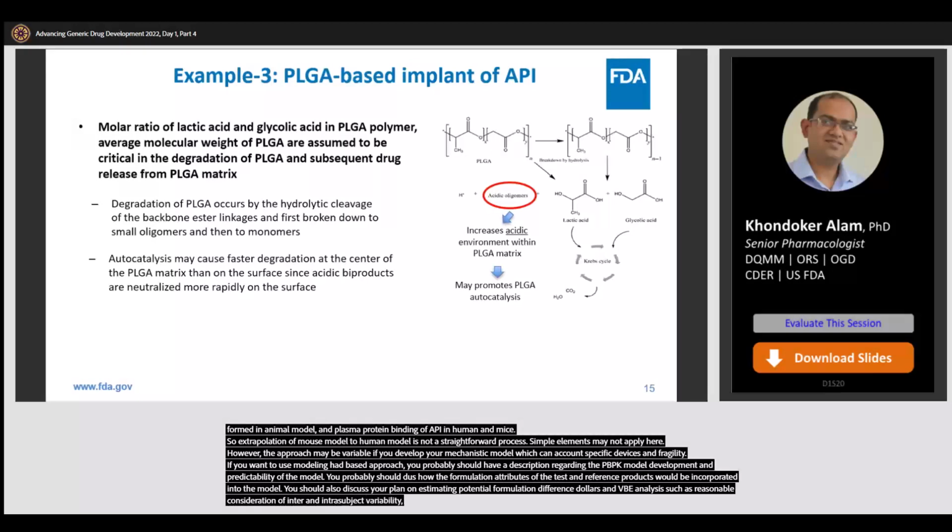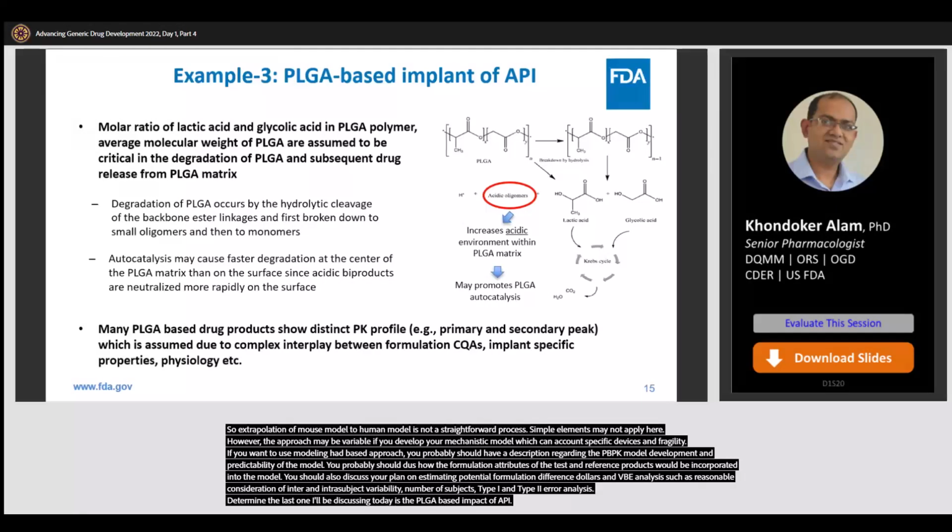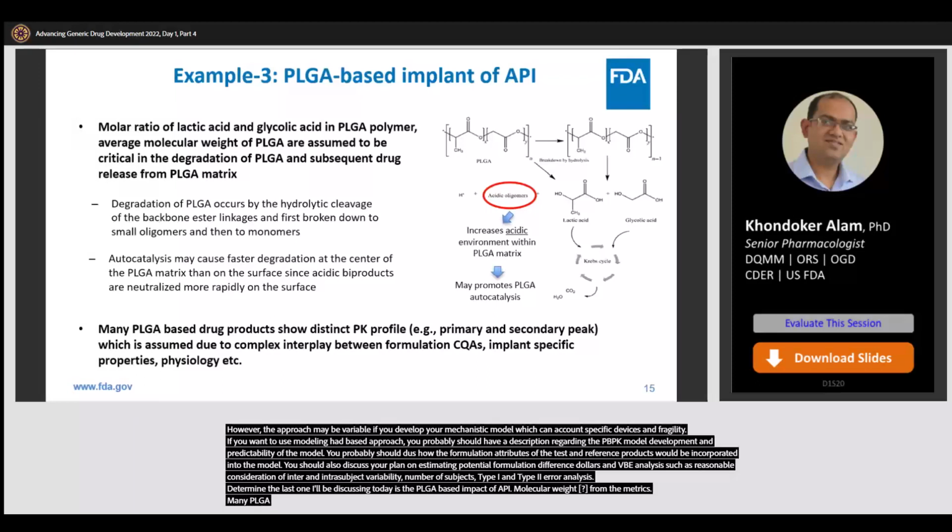The third and last hypothetical scenario I'll be discussing today is PLGA-based implant of API. The release of drug from PLGA matrix is quite complex. Molar ratio of lactic and glycolic acid in PLGA polymer, molecular weight of PLGA are assumed to be critical in the degradation of PLGA and subsequent drug release from the matrix. Many PLGA-based drug products also show distinct PK profile, for example, primary and secondary peak, which is assumed due to complex interplay between formulation sequence, implant specific properties, physiologies, etc.